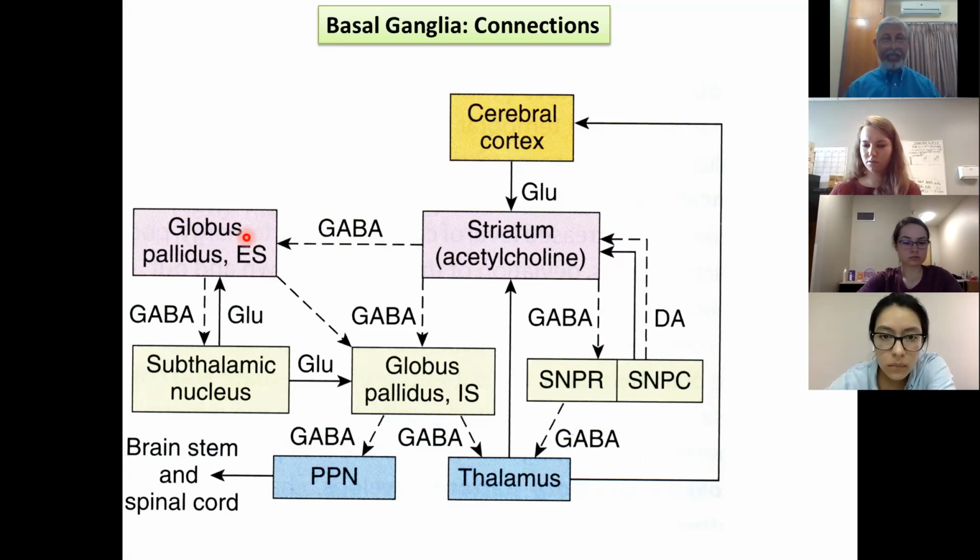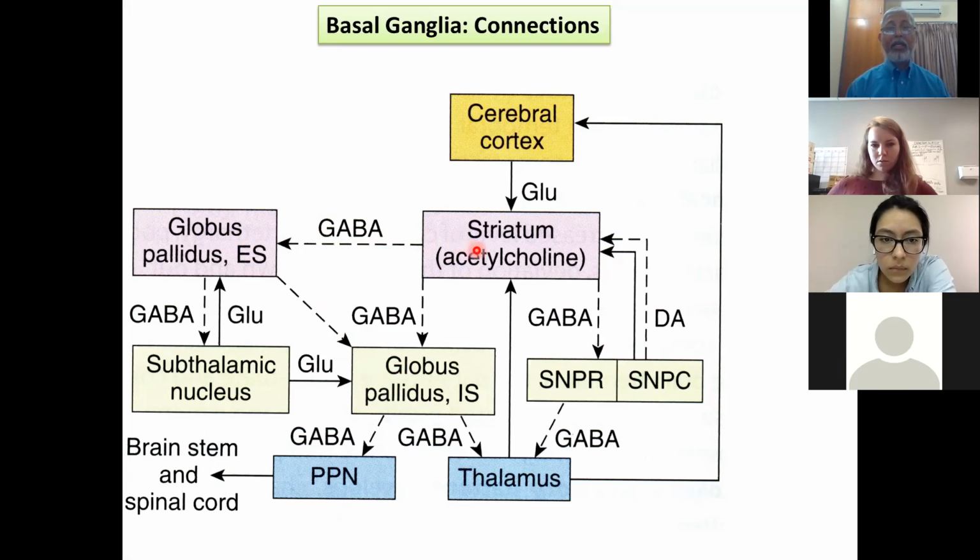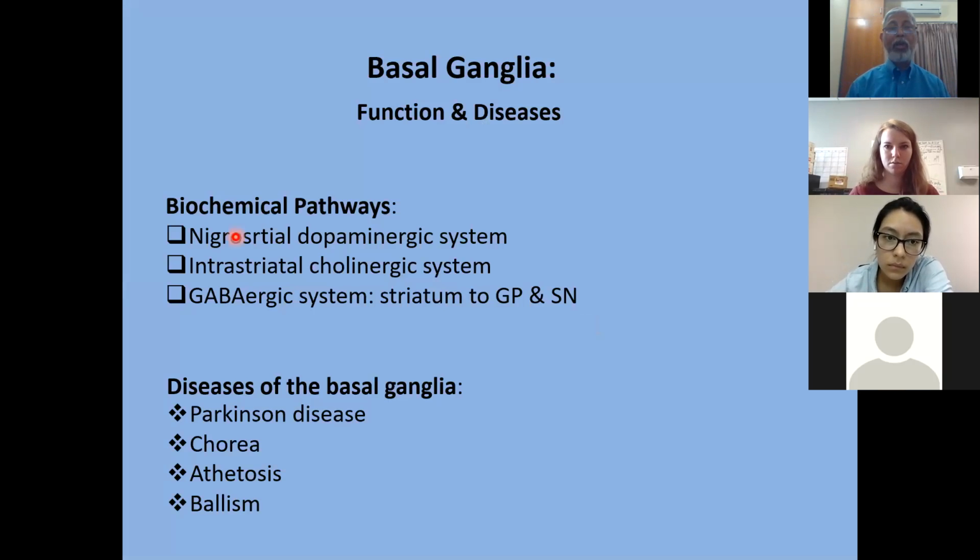As they are going to both globus pallidus externum and globus pallidus internum, you can say striatum to globus pallidus, and that system is GABAergic because it releases GABA on both ends. Okay, and striatonigral fibers are also GABAergic. You see the GABA here that is released from the striatum. That is the pathway from the striatum to the substantia nigra. So even though I mentioned three, just remember two main ones. One is the nigrostriatal dopaminergic system and the GABAergic system, which is striatum to globus pallidus, both externum and internum, and striatum to substantia nigra.